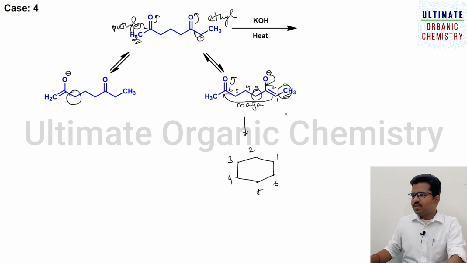The first position you have a methyl substituent, you just draw that, and in the second position you have C double bond O, and 3, 4, 5 you do not have any substituents, and at the sixth position you have 1 methyl here and 1 O minus here.